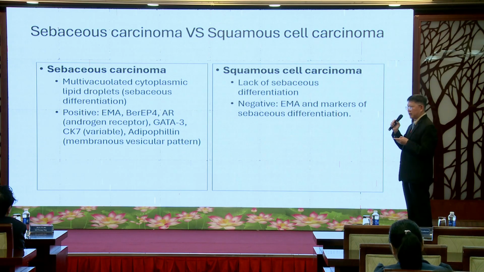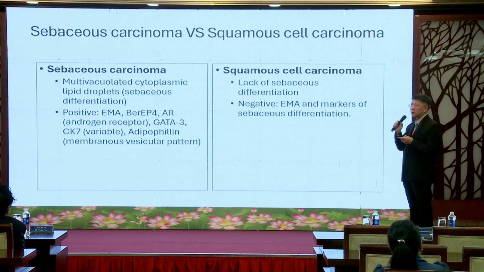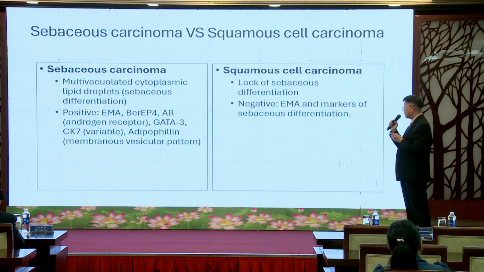Sometimes, if you don't see the typical feature of sebaceous differentiation, sebaceous carcinoma looks very similar to squamous cell carcinoma. It can show squamous differentiation and keratinization, but the immunohistochemistry is different. Sebaceous carcinoma is positive for EMA, BerEP4, androgen receptor, GATA3, CK7 also, and adipophilin, while squamous cell carcinoma is negative for these markers.